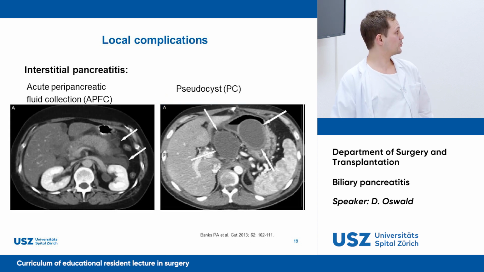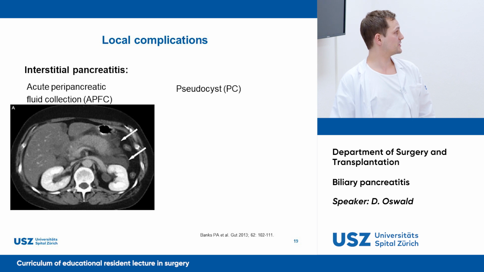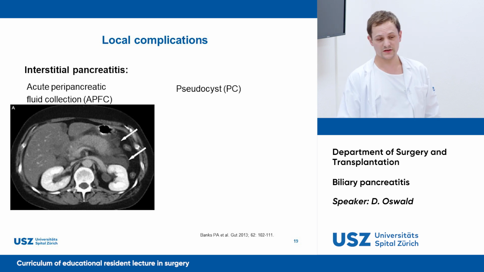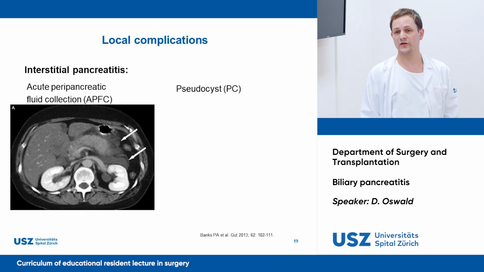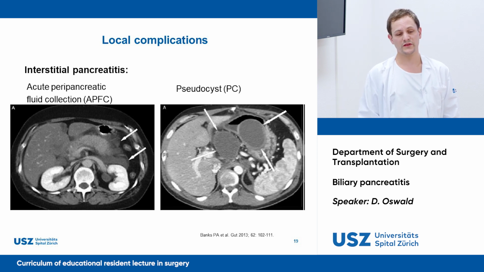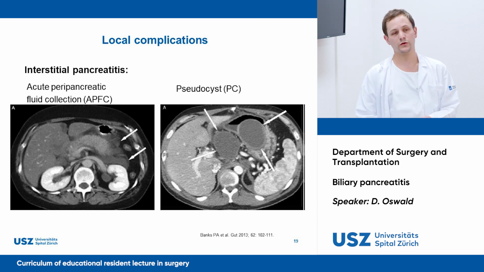Here's a picture first of the peripancreatic fluid collection, like this homogeneous fluid around the pancreas. And if they don't resolve and mature, they build a well-defined wall that completely encapsulates the fluid collection. It's still homogeneous and has no non-liquid contents. The collection is usually round or oval, and the fluid collection is typically extrapancreatic.